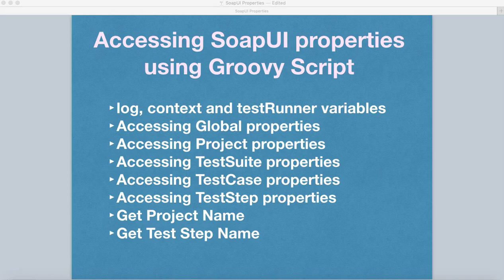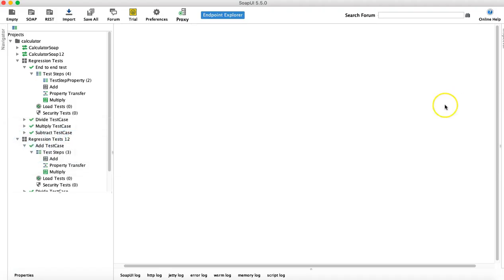So whatever is required to automate your test case in SoapUI, I'll be covering that knowledge of Groovy in this tutorial series as well. As part of this tutorial, we are going to understand the variables log, context, and testRunner, and then how you can access the properties at different levels, for example, global, project, test suite, test case, test step. And then if you want to get the project name or test step name, how you can do that in SoapUI Groovy Scripting. So let's get started. I'll go back to the tool.